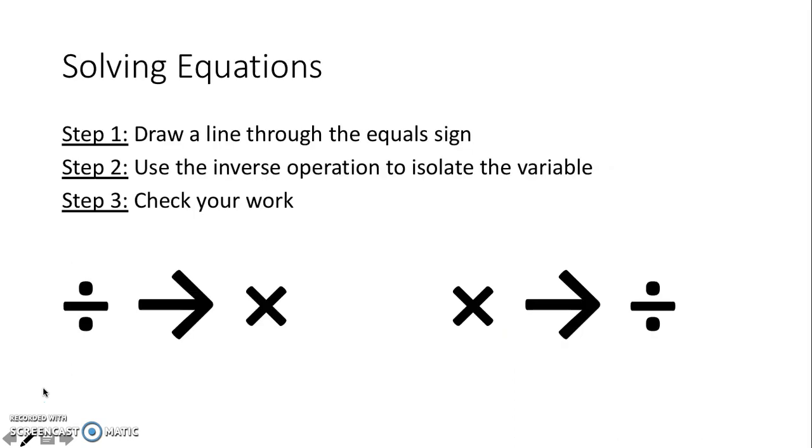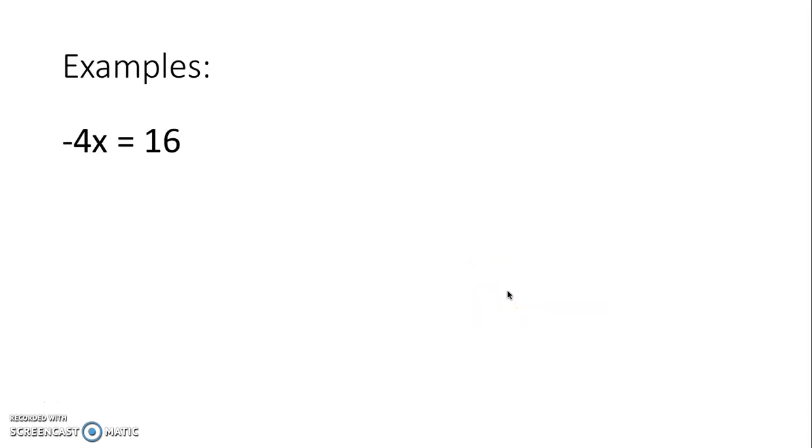So solving equations, the steps to solving equations is the same as we had before. Step 1, draw the line through the equal sign. Step 2, use the inverse operation to isolate the variable. And step 3, check your work. So remember, the inverse operation is the opposite operation. So use the inverse operation to isolate the variable. So division is multiplication and multiplication is division. Those are their inverses. So let's look at some examples.